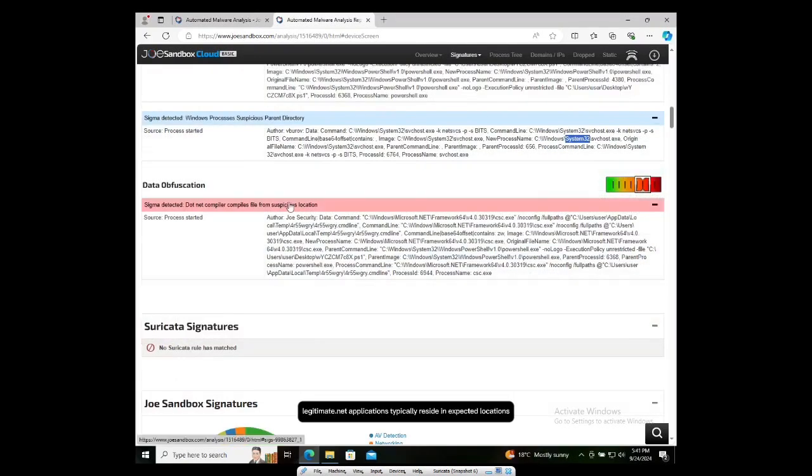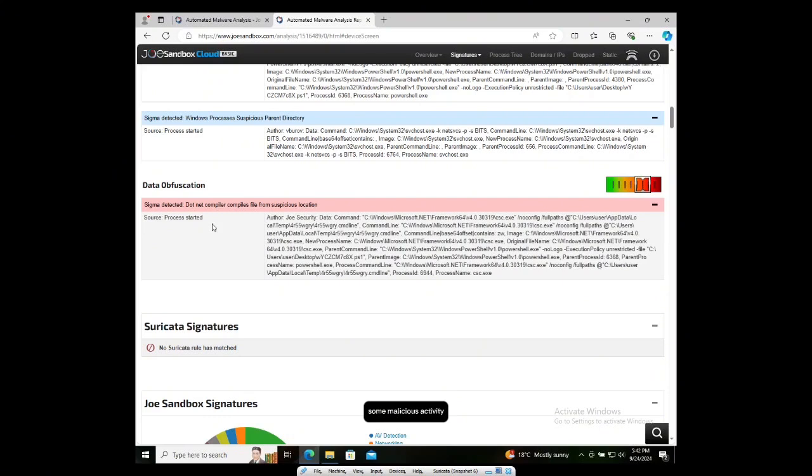Legitimate .NET applications typically reside in expected locations, like the C drive program files. So when we can see them being under user directories and temp directories, this raises the alarm bells for potentially harmful activity. For this detection, the .NET compiler is being used, which is often associated with software development. However, malware authors can exploit it to create or modify executable files, which allows them to run malicious code.